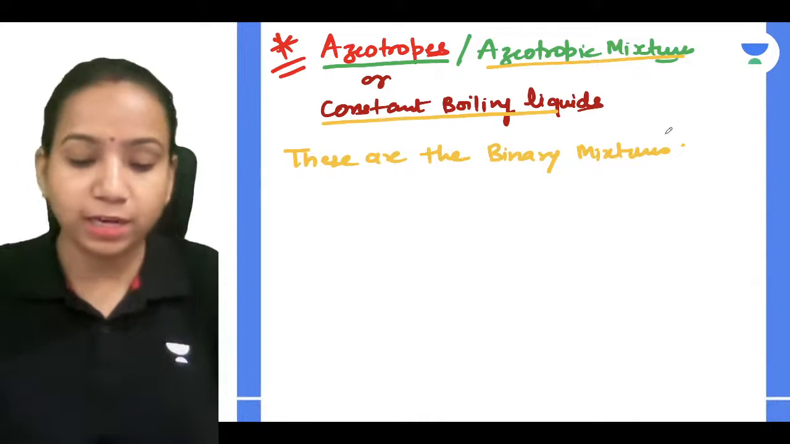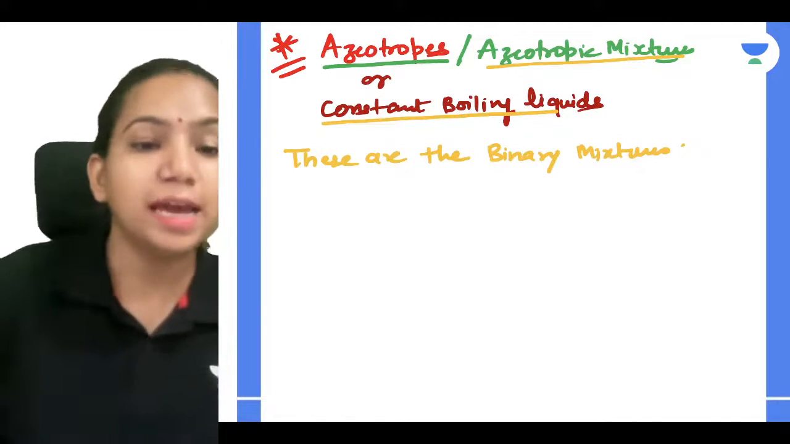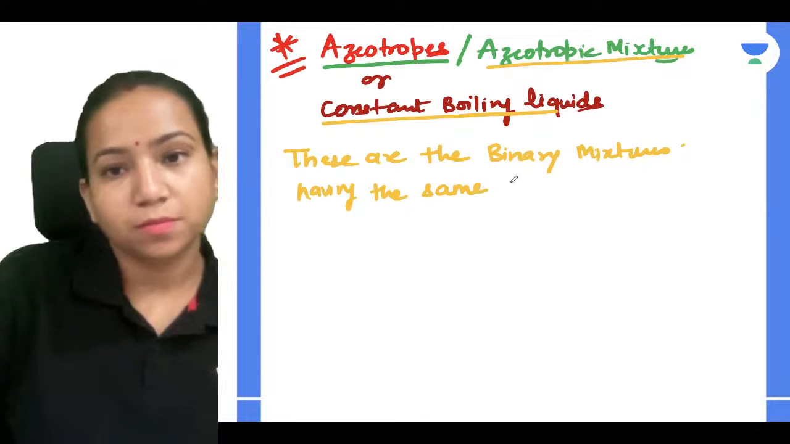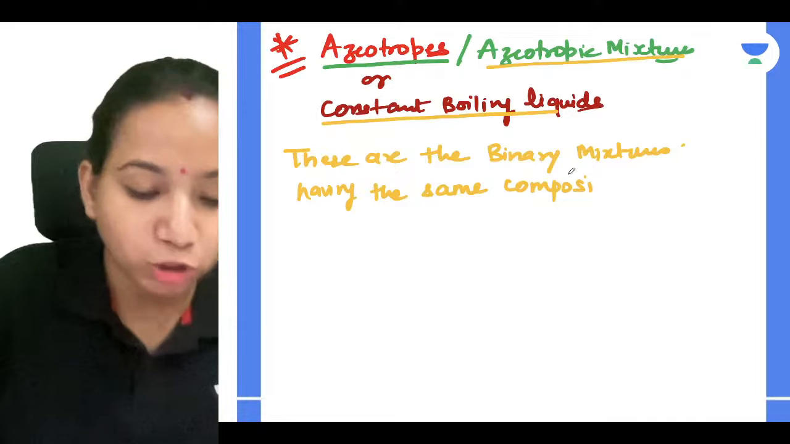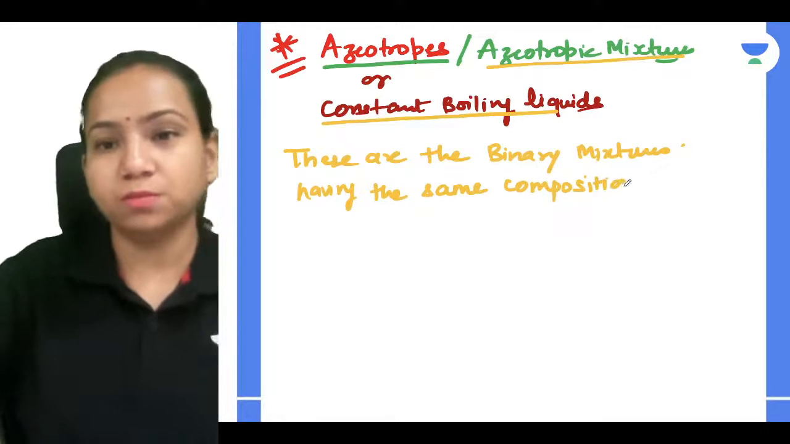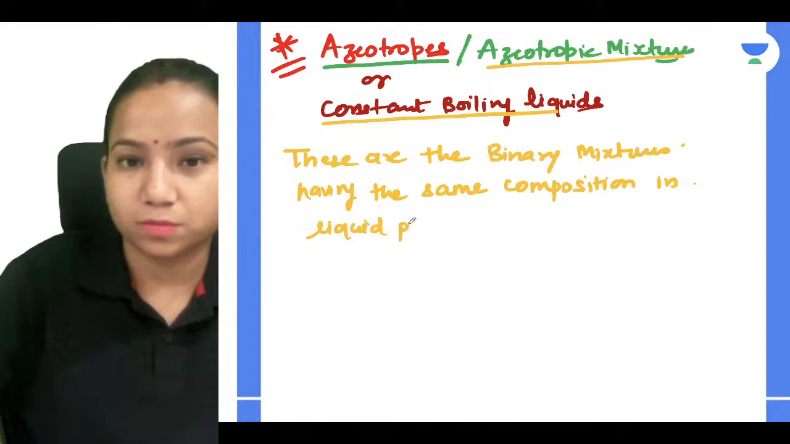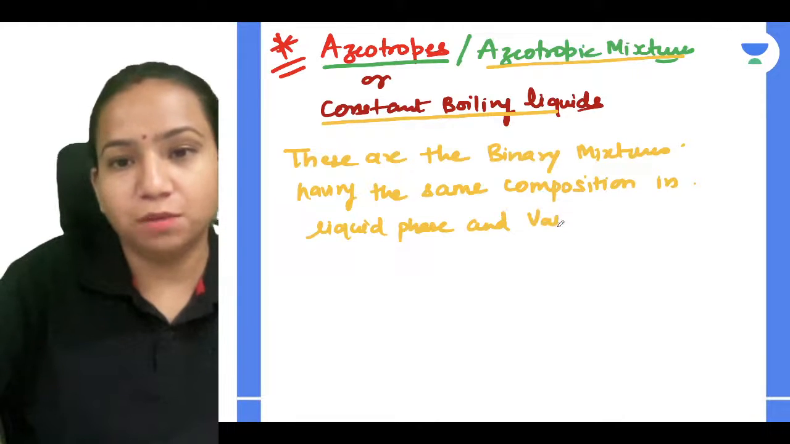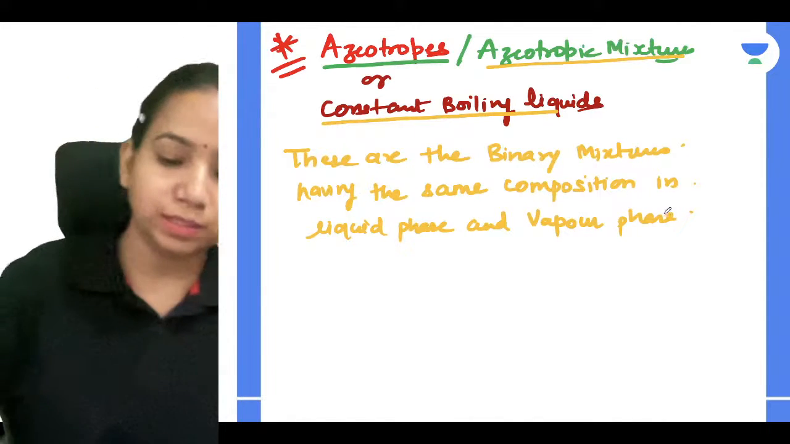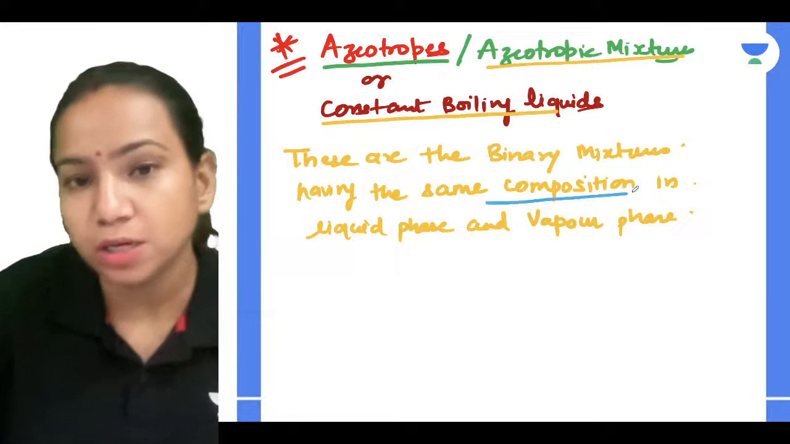These are the binary mixtures having the same composition in which phase, guys? In the liquid phase and vapor phase. Very simple. Clear with it, guys? So what are azeotropes? Azeotropes are nothing but binary mixtures having the same composition in liquid phase and vapor phase.